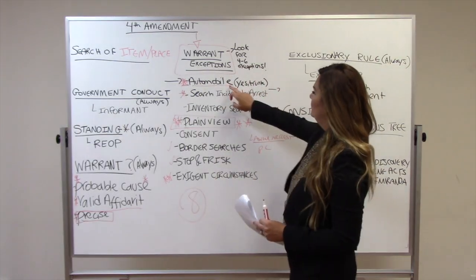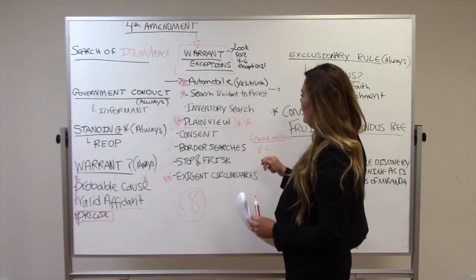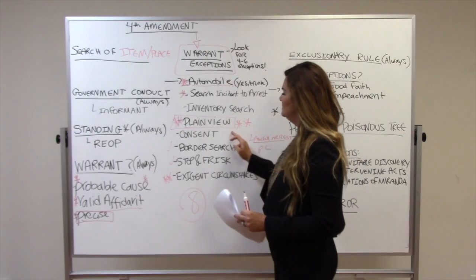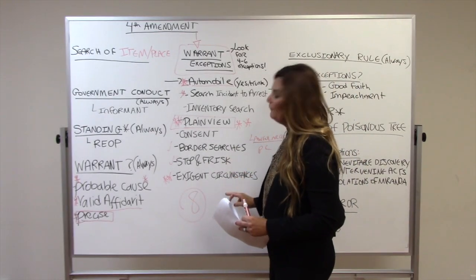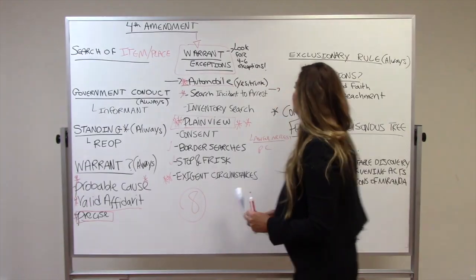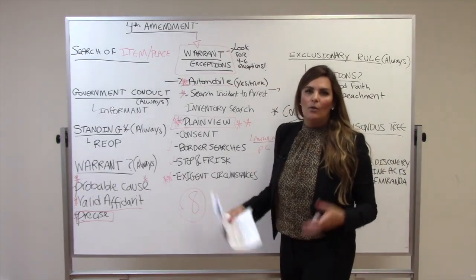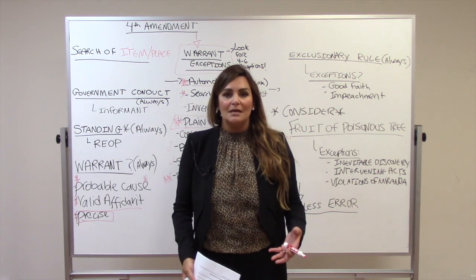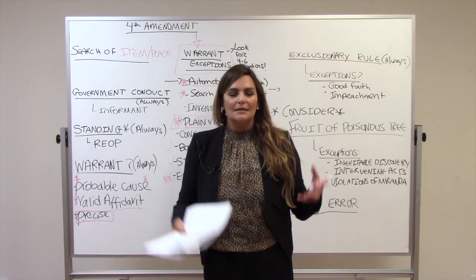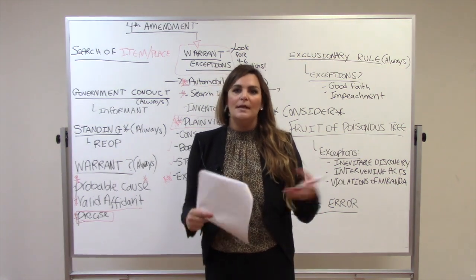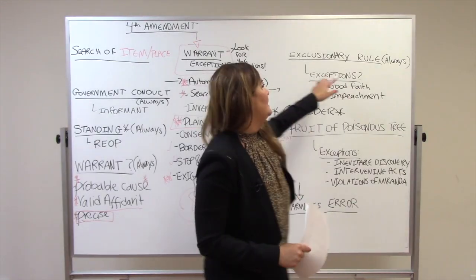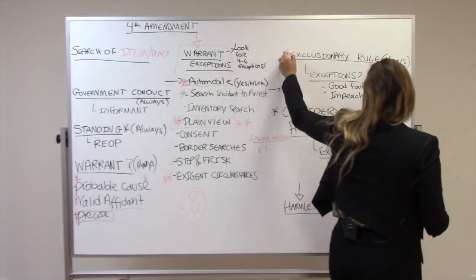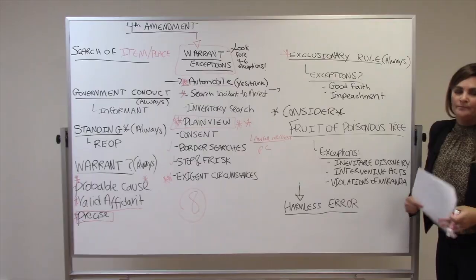We went into the automobile exception, search incident to arrest, inventory search, plain view, consent, border searches, stop and frisk, and exigent circumstances. Now you're not done. What was the point of you being here in the first place? The point of you writing for Fourth Amendment is to determine, is the item going to come in or be excluded? So you make a heading always at the end, exclusionary rule.